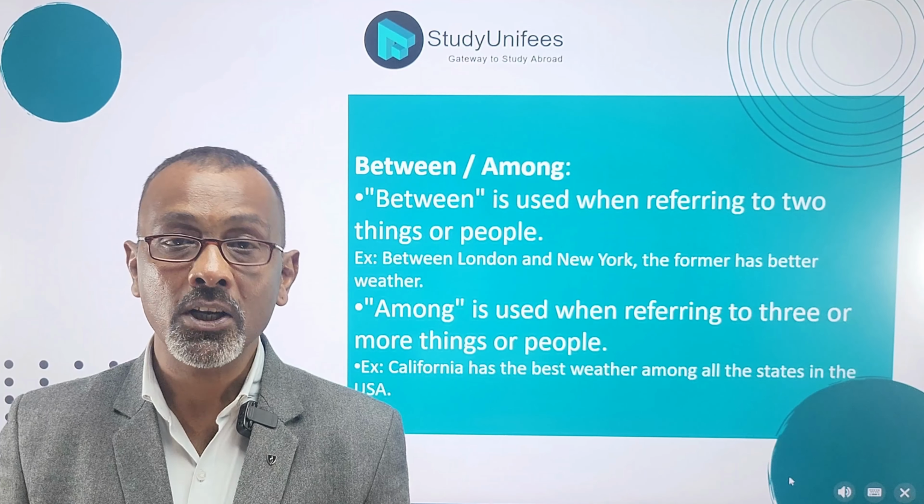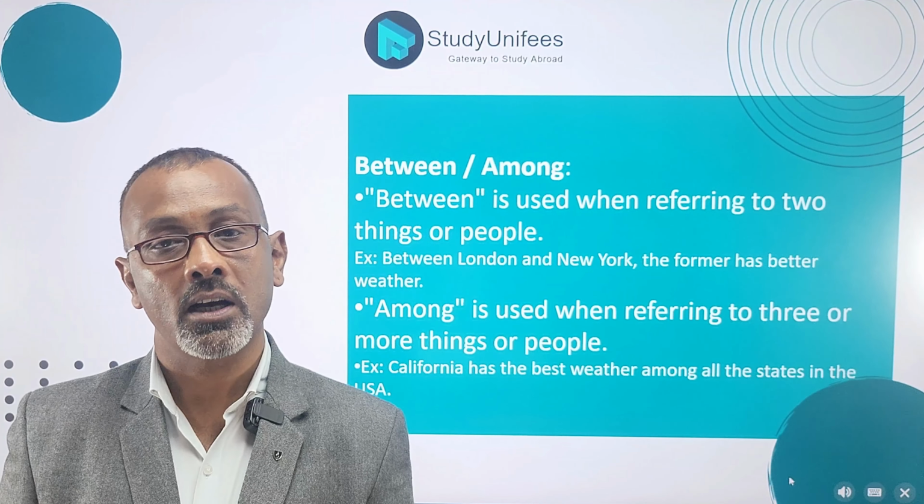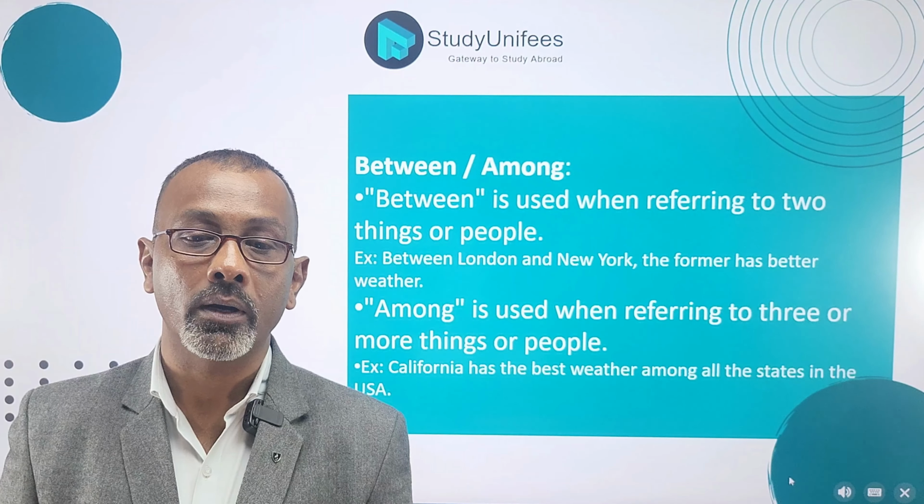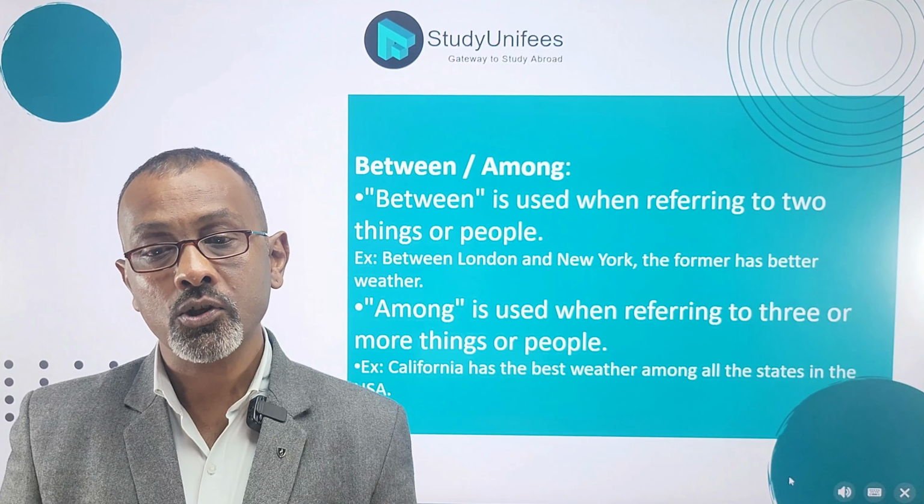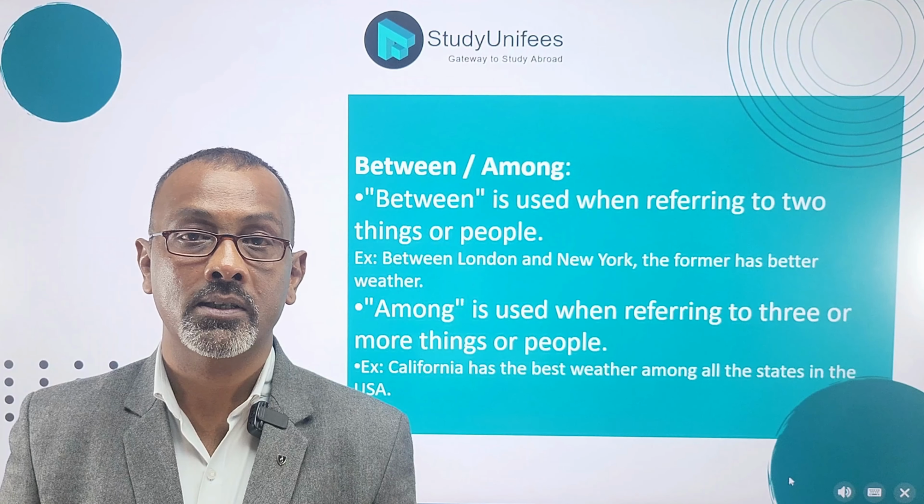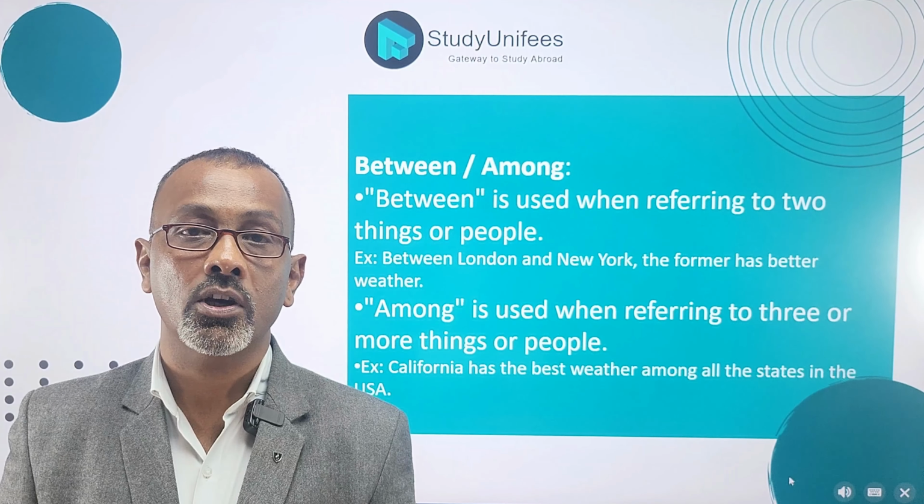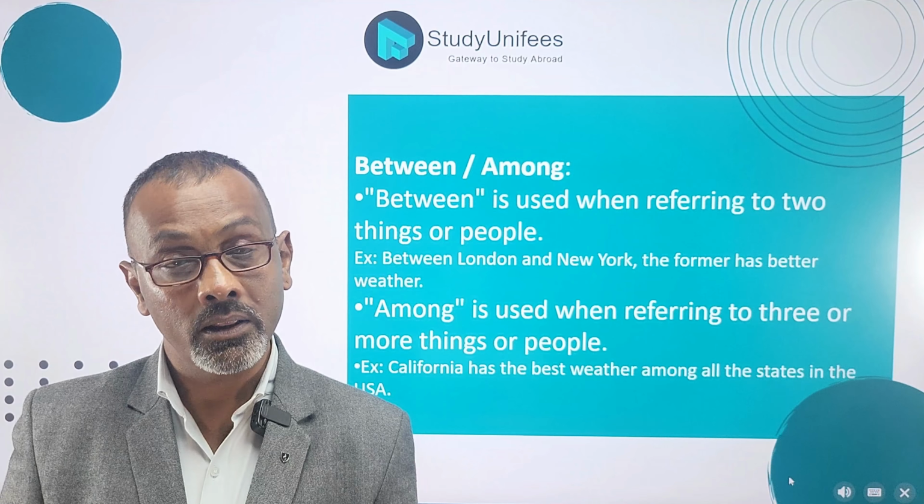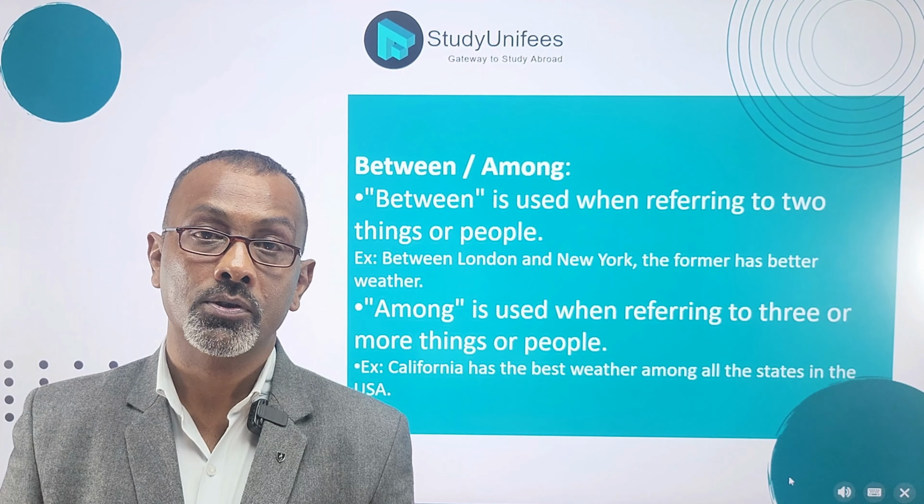Among, however, must be used if more than two things are compared. See the example. California has the best weather among all the states of the USA. Several states of the USA have been compared, and therefore only among can be used.